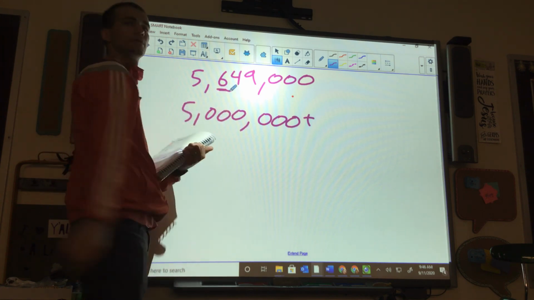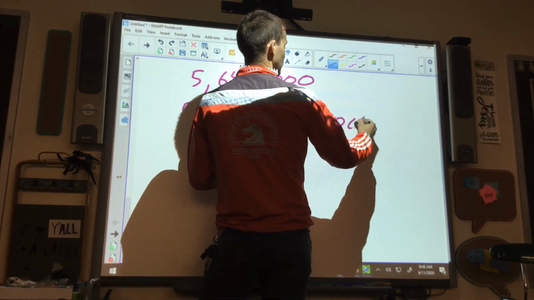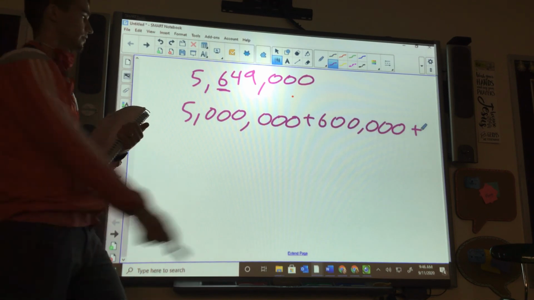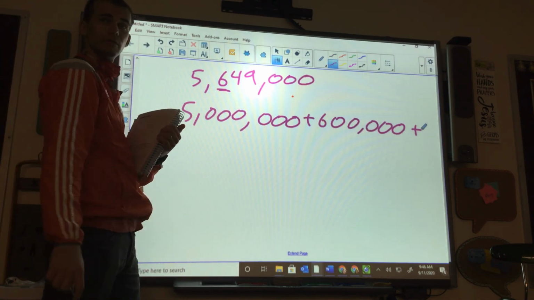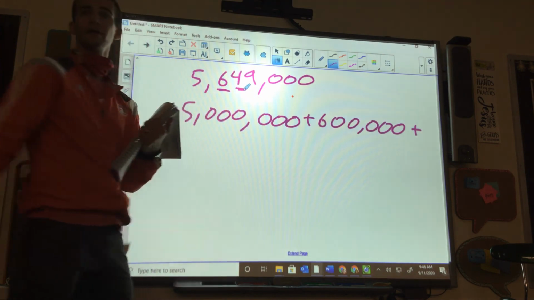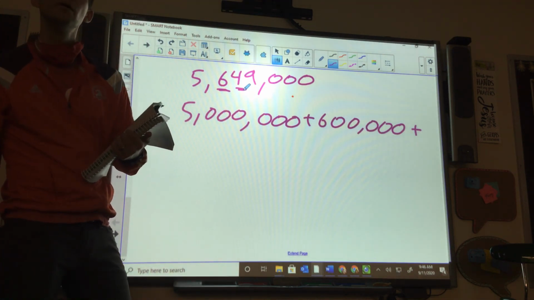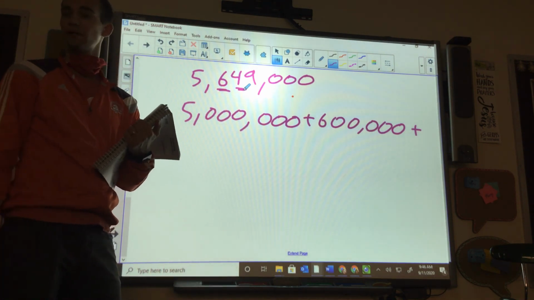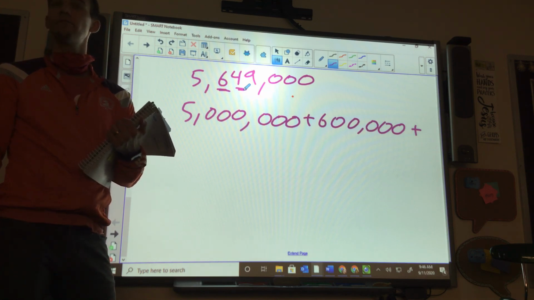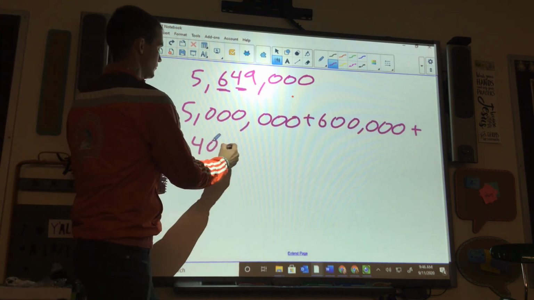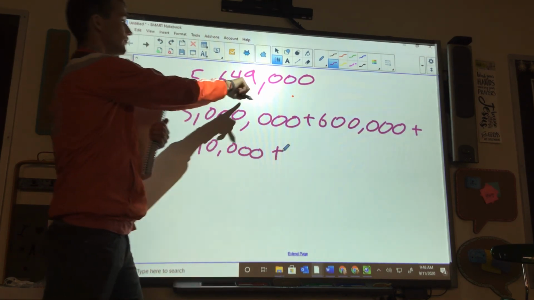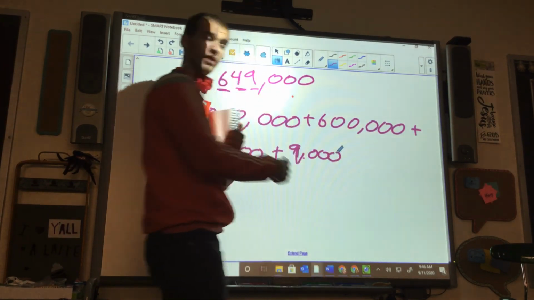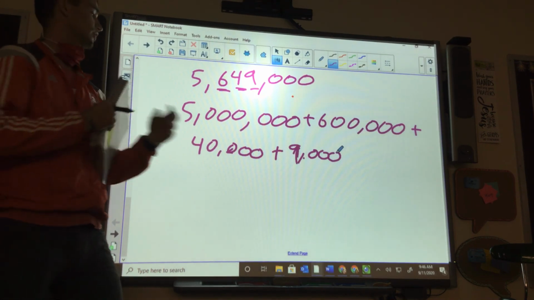So pulling this apart in expanded form, it's 5 million plus what? What's the next digit? 600,000 plus. What's next? 4 million? No. This is the 4 in what place? It's in the 10,000s place. So think 4 in the 10,000s place becomes what? 40,000 plus 9,000 plus anything else? Nope, because the only thing we have left is 0.